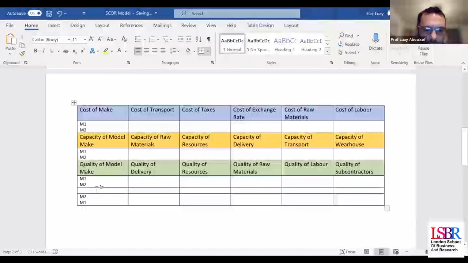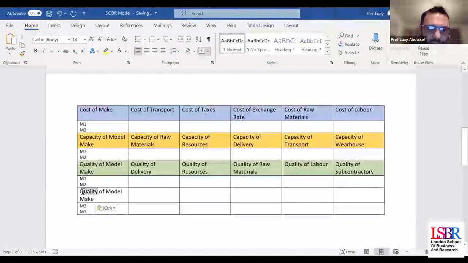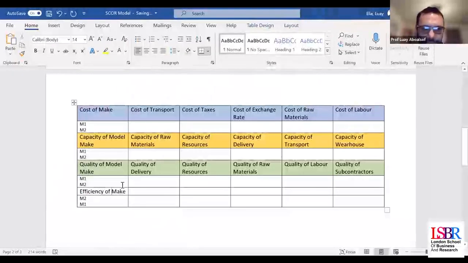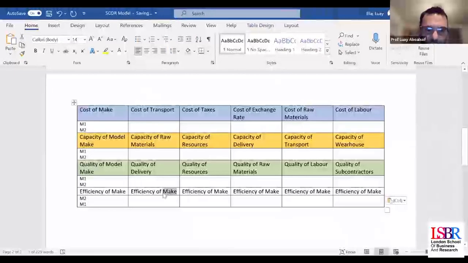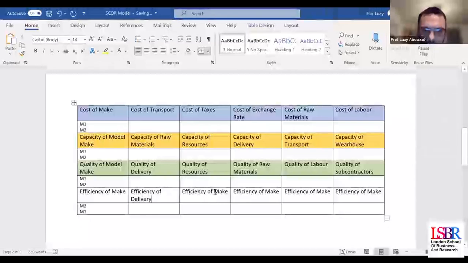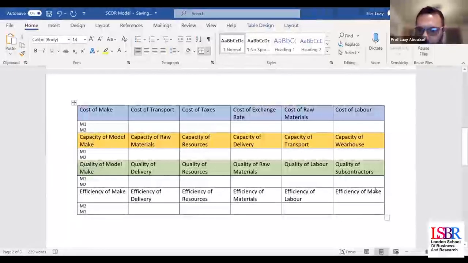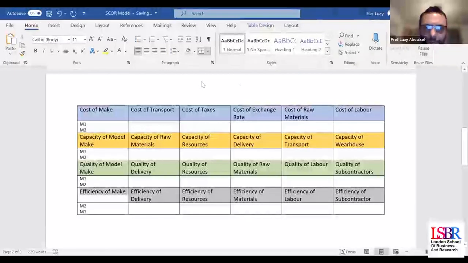Not just quality, you've got cost, capacity, quality, efficiency, compliance, all this. Efficiency of make, and then again efficiency of delivery, efficiency of resources, efficiency of materials, efficiency of labor, efficiency of subcontractor. More and more. I will do another two for you and then we stop.